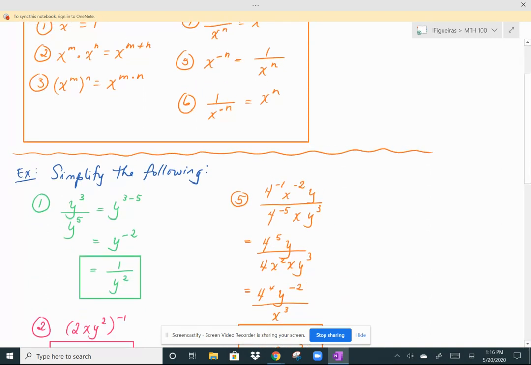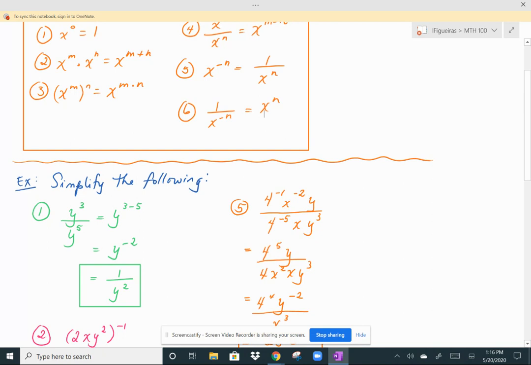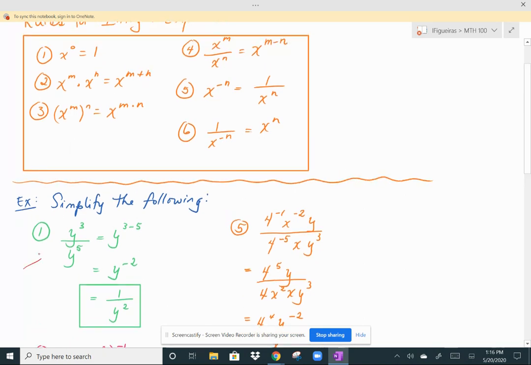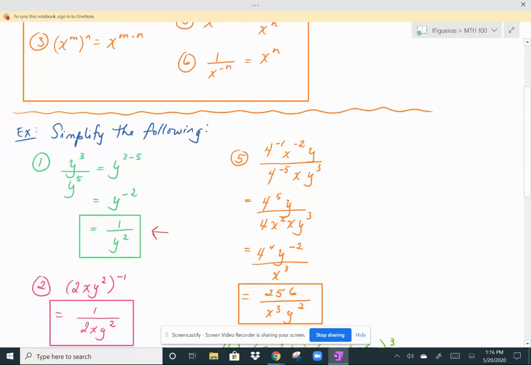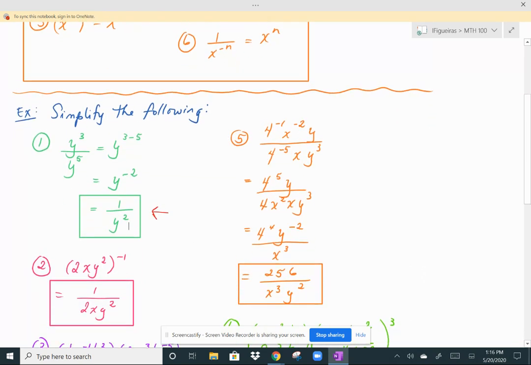So let's start with number 1. In number 1, this one's very straightforward. Your base is y and you are dividing. So you are only using rule number 4, where you subtract your exponents. So we get y to the 3 minus 5. But that result is y to the negative 2. So just like I mentioned, you can't have a negative exponent in your final answer. So then we have to apply rule number 5 here. And so y to the negative 2 is rewritten as 1 over y to the second power. So the exponent of y changes to positive, and now you're done.